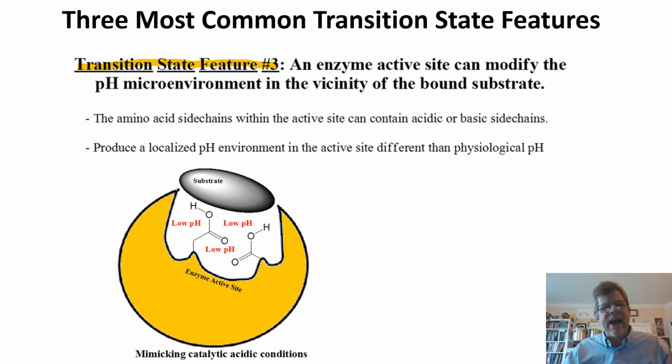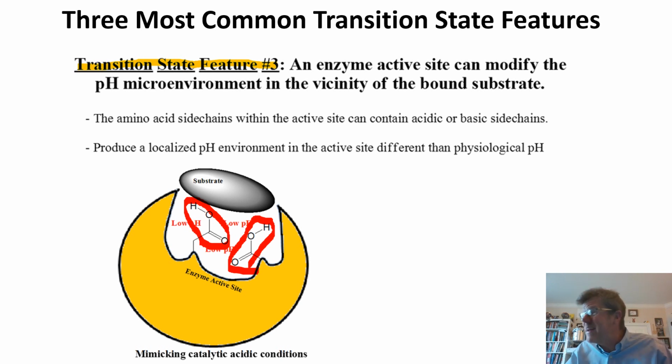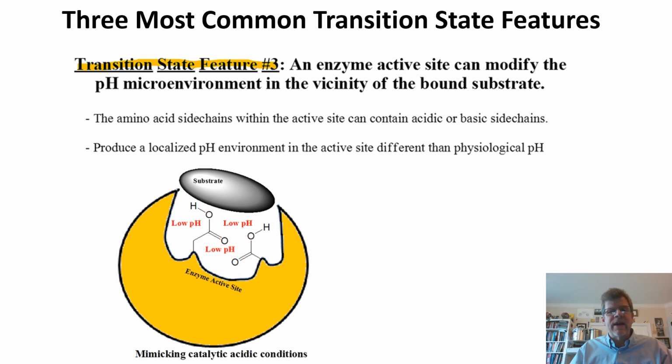So what if we had an active site in which we had aspartate or glutamate side chains poking into that active site? So here's a carboxylic acid. Here's another carboxylic acid side chain. They are acidic by nature. So thus, what happens is we get a low pH within that active site.